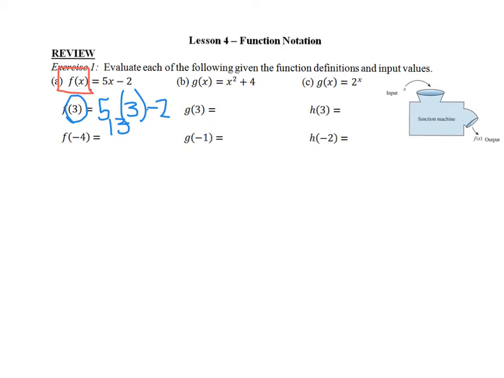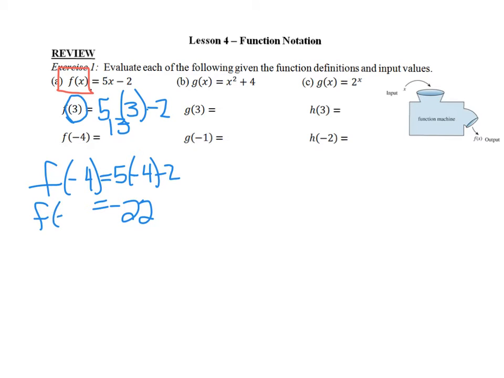Let's go to the next example, f of negative 4. All that changes here is our input value. So to find f of negative 4, we are going to substitute negative 4 in for x. So 5 multiplied by negative 4 minus 2 is giving us an answer of negative 22. So we read that as the function value at negative 4 is equal to negative 22. That tells us that the input was negative 4 and the output was negative 22.